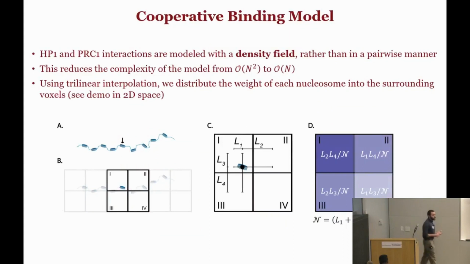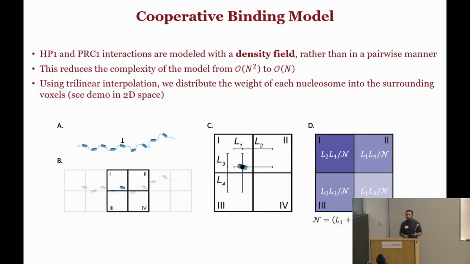And then once these reader proteins are bound, in order to affect chromatin structure, they need to interact with one another. So we capture this interaction between reader proteins using a field theoretic approach. Traditionally, if we're interested in modeling long-range interactions, one approach could be to evaluate pairwise distances between nucleosomes and then add an interaction energy for any pair of nucleosomes that are within a certain distance.